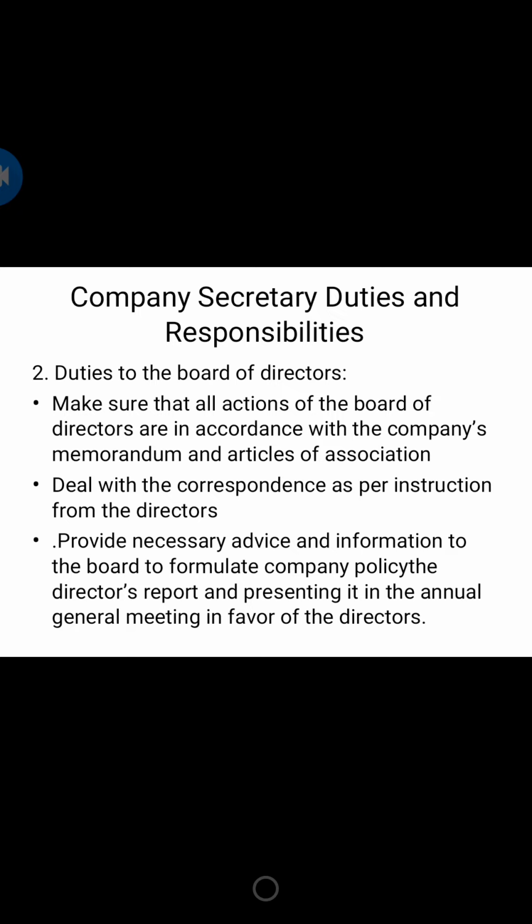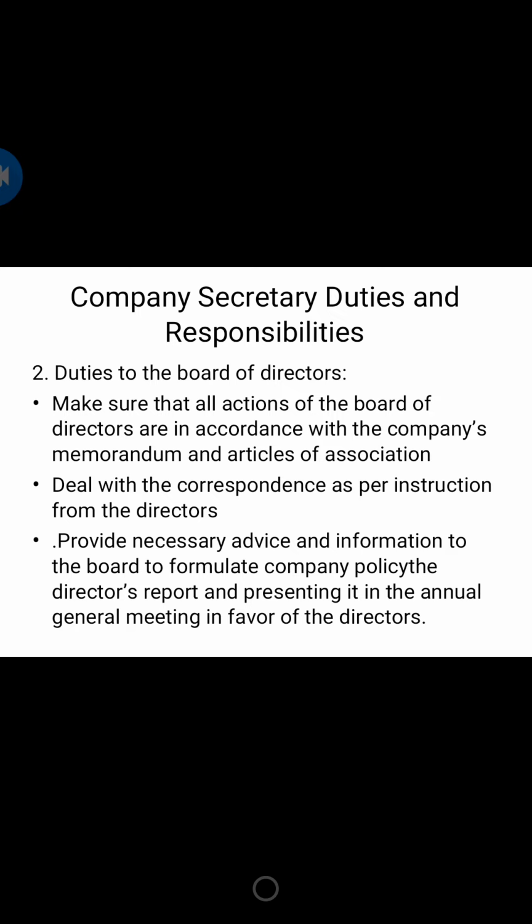And in that, how the directors should work, in what accordance, all these things will be there in the articles of association. And the secretary is going to check whether all these persons, the board directors, are acting as per the articles and memorandum of association or not.